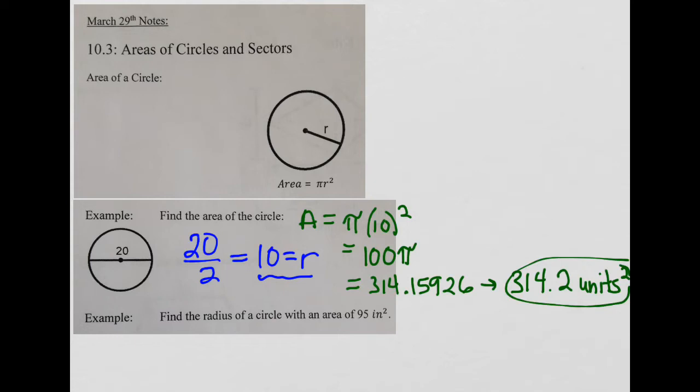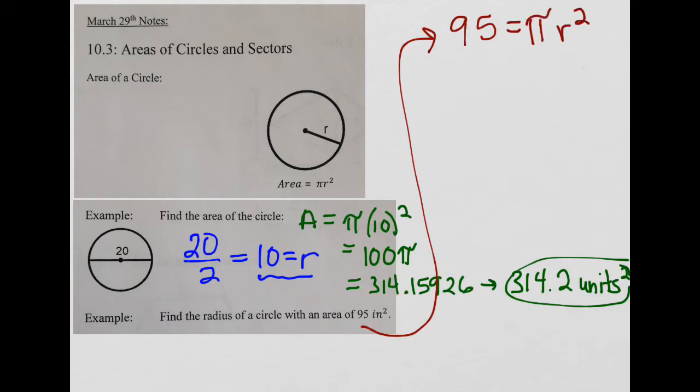Okay, this time they give us the circle's area, it's 95 inches squared, and they want us to find the radius of that circle. Again, we can use this area formula, and we're going to plug 95 in for the area. So we have 95 for the area, that equals pi r squared, and we're looking for r. So to get r by itself, we divide both sides by pi.